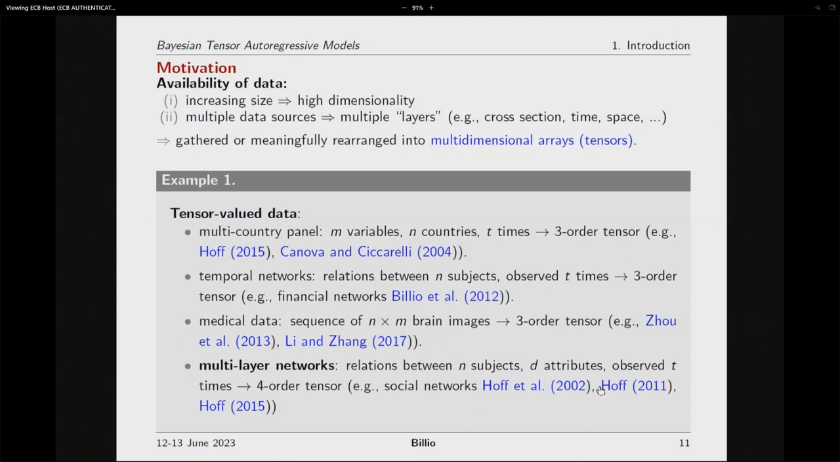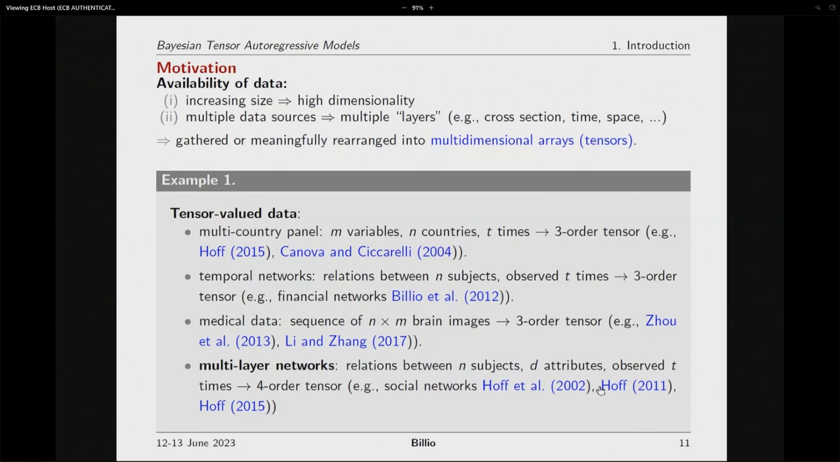Data that nowadays are increasing in size, then high dimensionality is a topic. There is a situation in which it would be the case, it was also in the past, but nowadays it appears more important to treat contemporaneous multiple data sources, to have different layers and to treat them together.